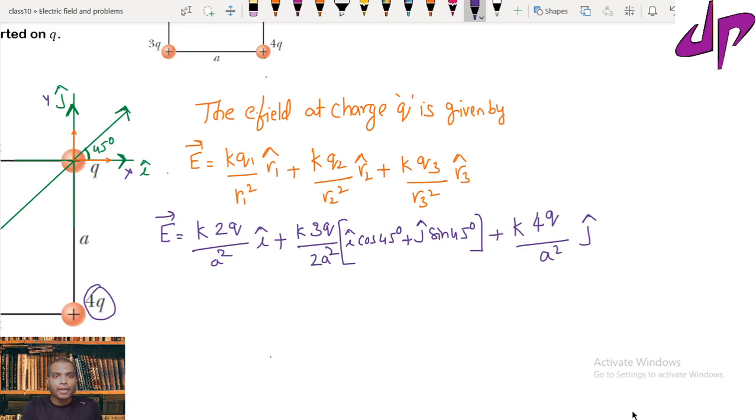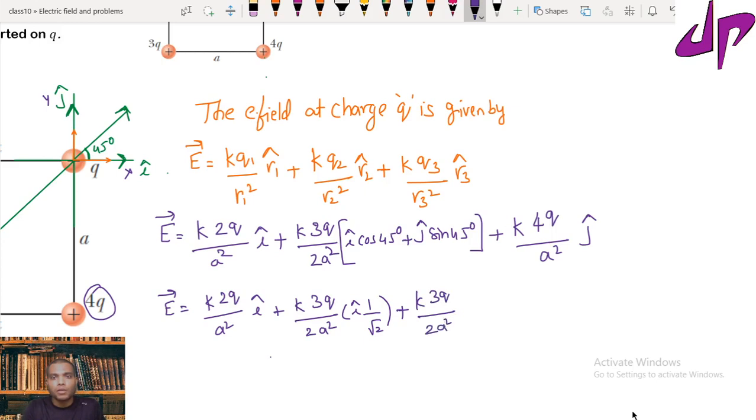We can pull out common factors. So I would like to substitute these cos and sin values here. So k times 2q by a square along I cap, plus k 3q by 2a square I cap cos 45, 1 over root 2, plus k 3q by 2a square j cap sin 45, 1 over root 2, plus k 4q by a square j cap.